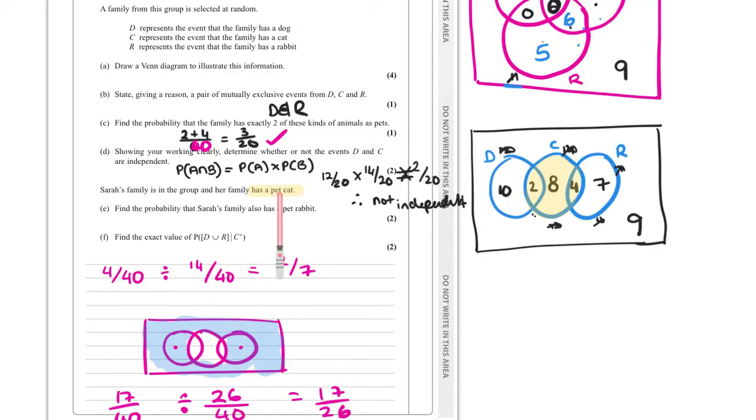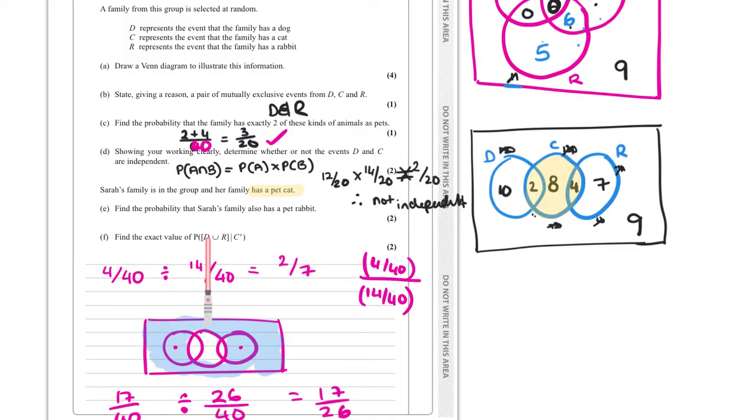Now, Sarah's family is in the group and her family has a pet cat. So given her family has a pet cat, the only thing we're going to be looking at is the cat section. Find the probability that they also have a pet rabbit. So it's 4 over 40 divided by 14 over 40, because rabbit is 4 over 40. But whenever it says given, our denominator is always what it's given by. So the probability of a cat is 14 over 40. But the probability of a rabbit given a cat, which means we can only choose the rabbits given this, is 4 over 40. Then you get 2 over 7.